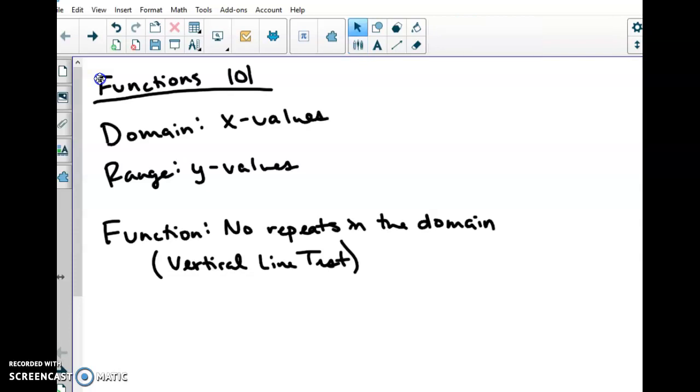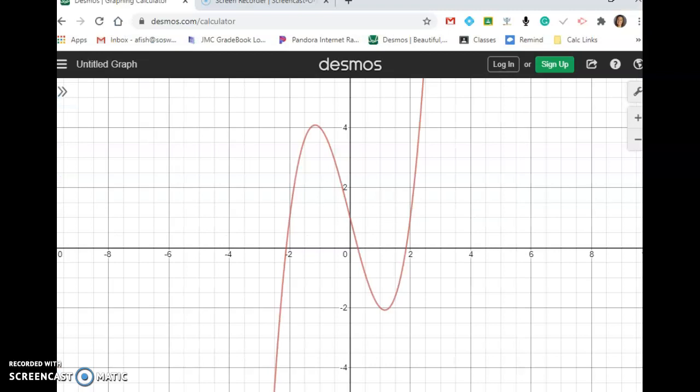So let's look at an actual graph here. All right, I have a graph here. It's an x cubed graph. Just rough sketch it in your notebooks, that's fine. So the first thing I want to do is make sure that this is in fact a function. Does it pass the vertical line test?